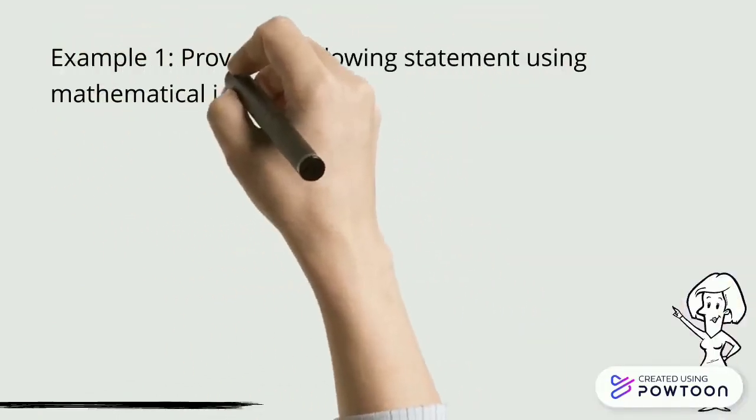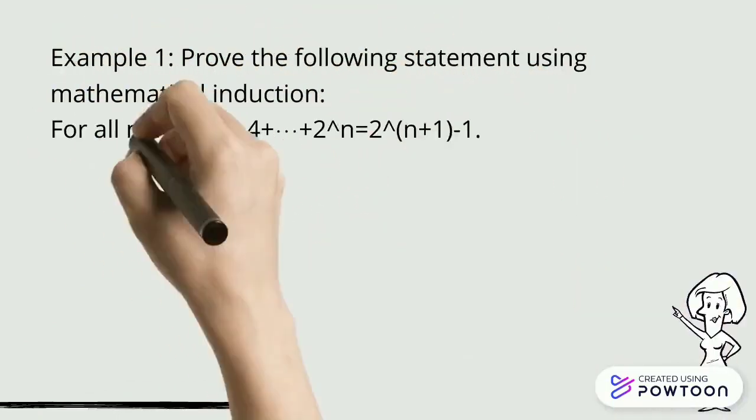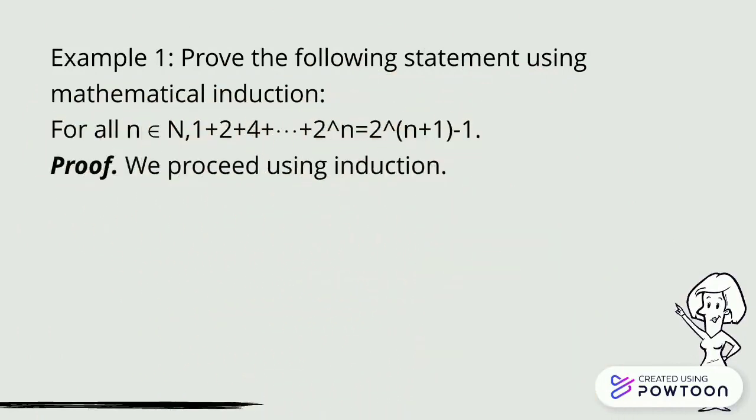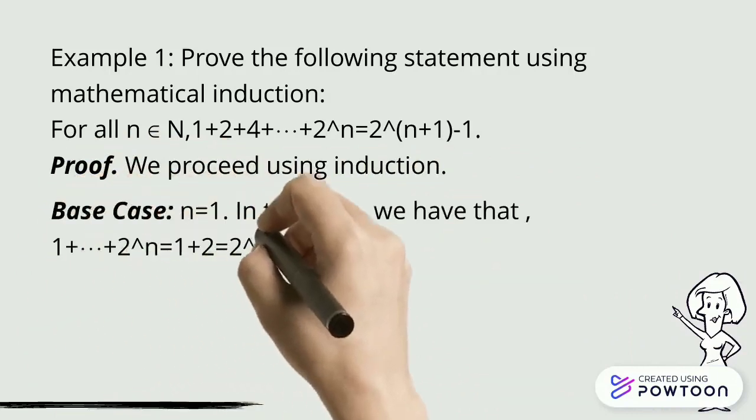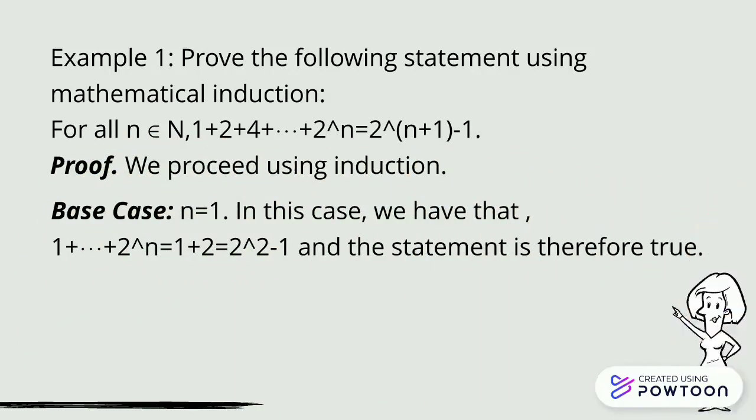Now let's proceed to example number 1. We need to prove the following statement using mathematical induction. For all n an element of the natural numbers, 1 + 2 + 4 + ... + 2^n = 2^(n+1) - 1. So let's proceed with the proof using induction. We have the base case, n = 1. In this case, we have 1 + 2, which is equal to 2^2 - 1. And we therefore prove that the statement is true.